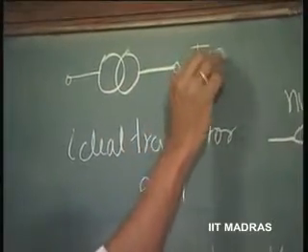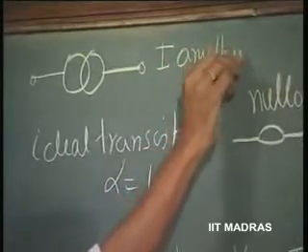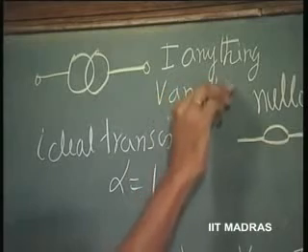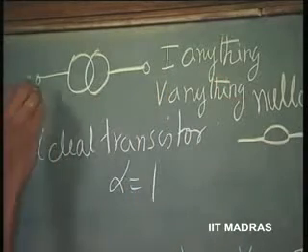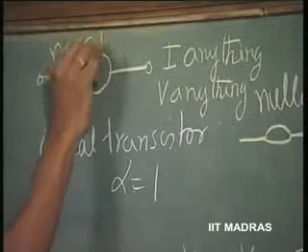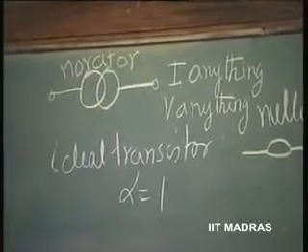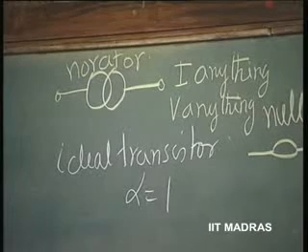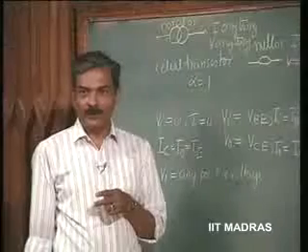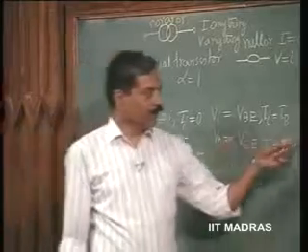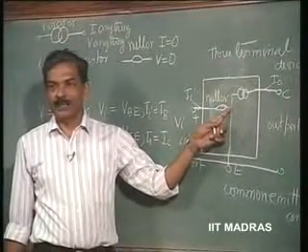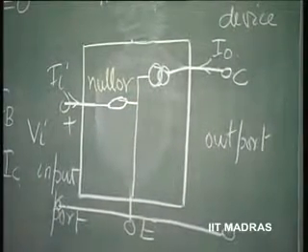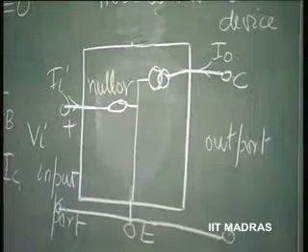I is anything, V is anything. This is called a narrator. So an ideal transistor, therefore, is a combination of nullator and narrator with a junction between nullator and narrator. This is the simplest equivalent circuit in terms of networks for a transistor.